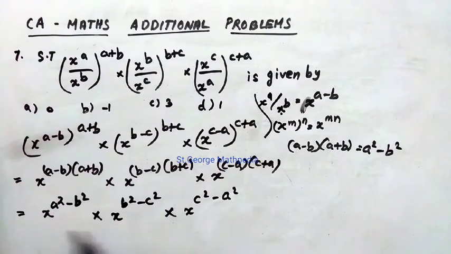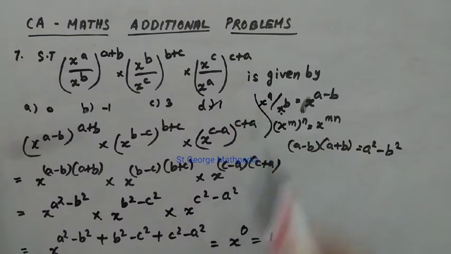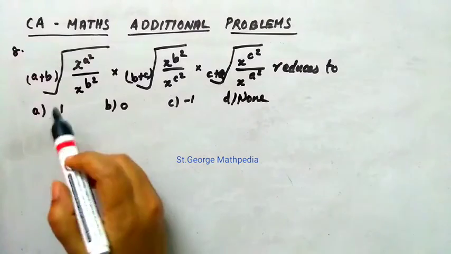Now you have the same base and the terms are in multiplication. So you can write this as x to the power of a squared minus b squared plus b squared minus c squared plus c squared minus a squared, which is equal to x to the power of, a squared minus a squared gets cancelled, minus b squared plus b squared and minus c squared plus c squared. So your power will be 0. x power 0 is 1. Any number power 0 is 1. So your answer is D.